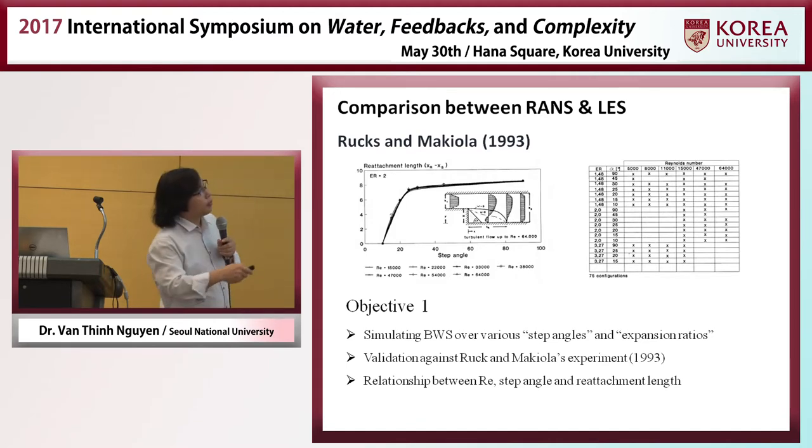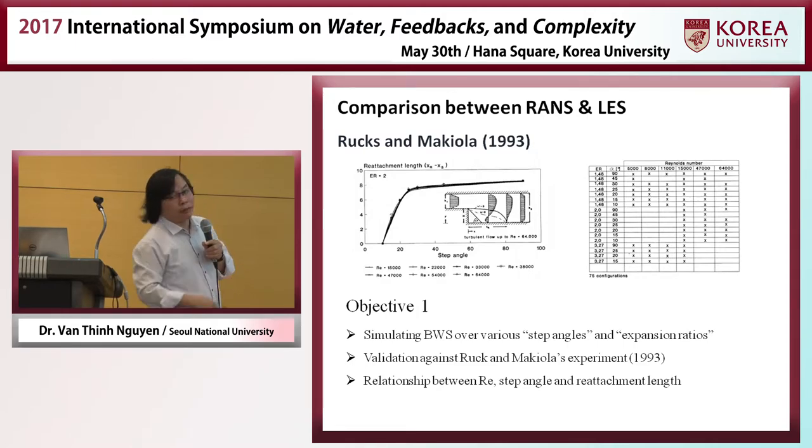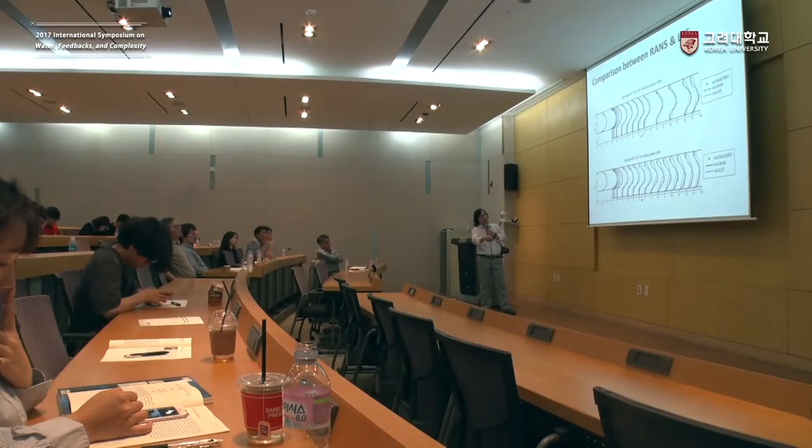Okay, here I compare with RNG model and LES. You can see how much different. LES gives a very good one. Yeah, the LES is the blue one, and that RNG is the black one. You see how much different, okay? Compare with here, the observation.